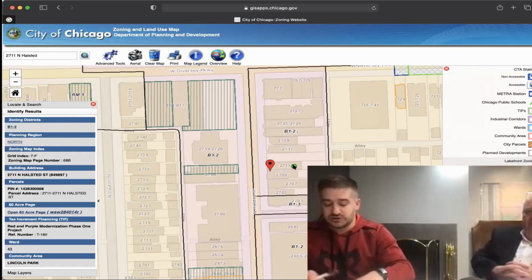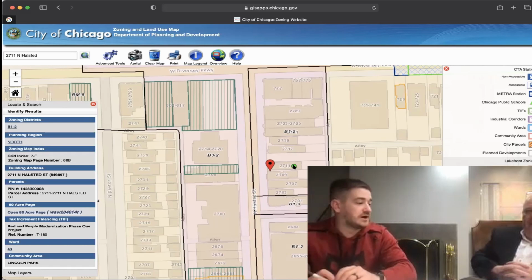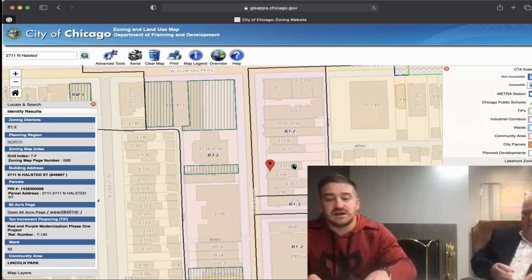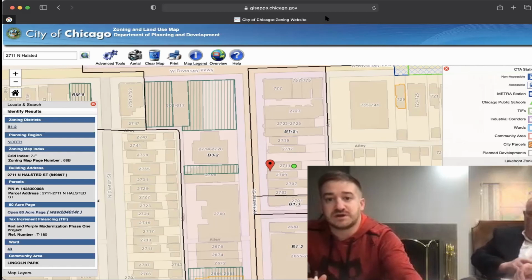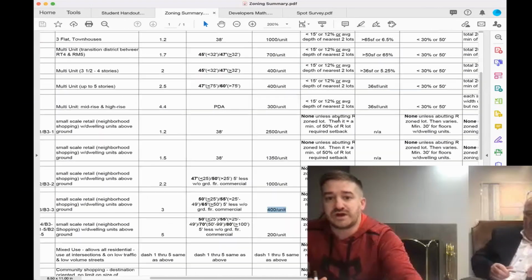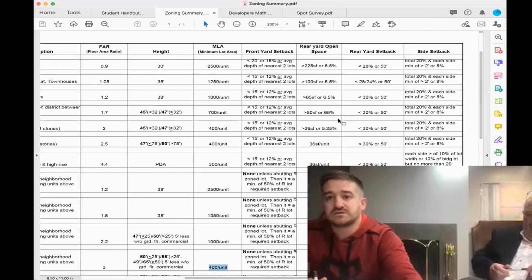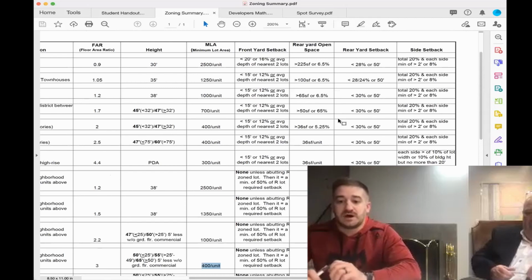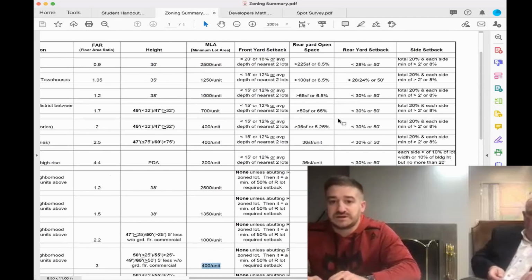So you can always search for that. Now, there are two types of changing your zoning through the zoning process, and that is through a variance or a special use permit.